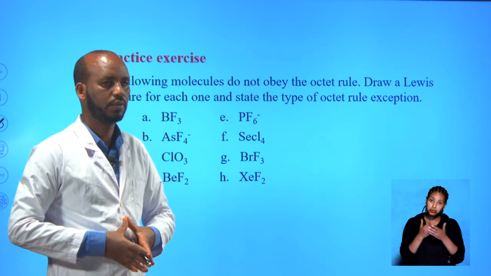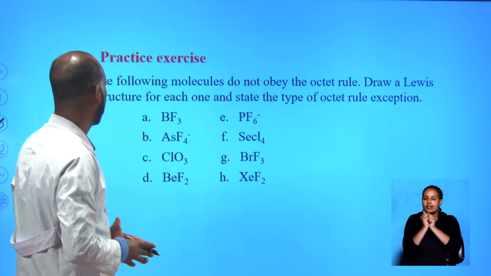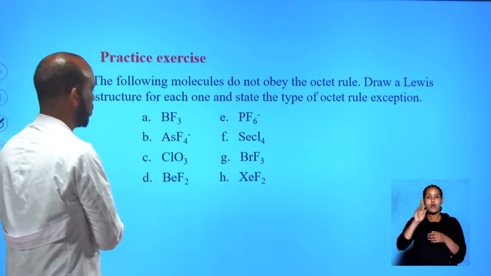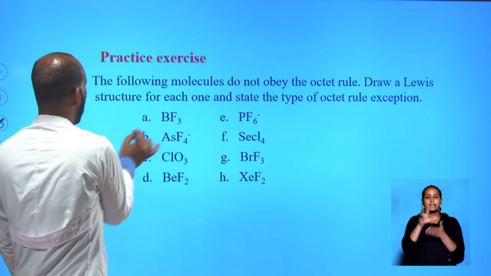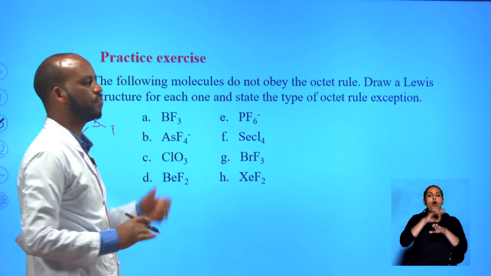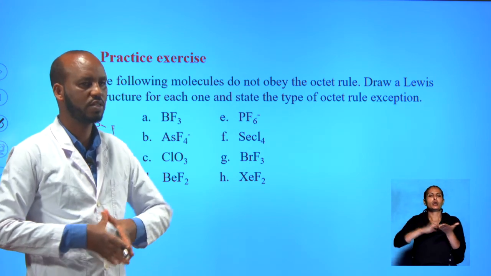Good. How did you do? Let us do it together. Boron trifluoride. The valence electron of boron is 3. Therefore, the Lewis structure is boron with three fluorines. There are 6 electrons on the central atom, boron, less than 8 electrons on the central atom.